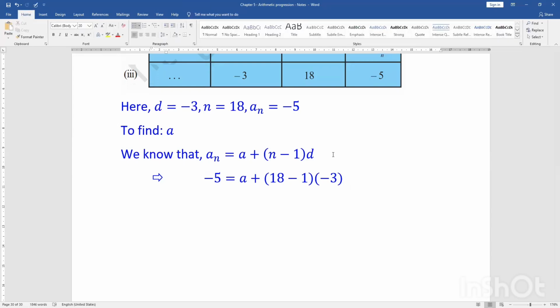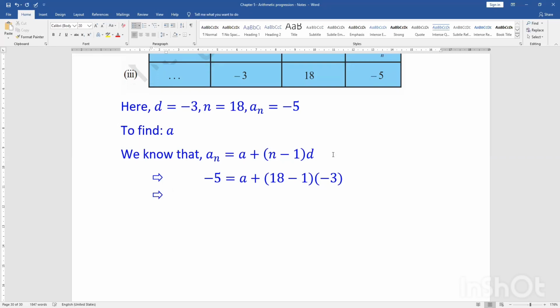Okay, so always ensure that you enclose negative numbers with brackets. Here in this situation, you have to enclose with brackets. Now let's move to the next step.